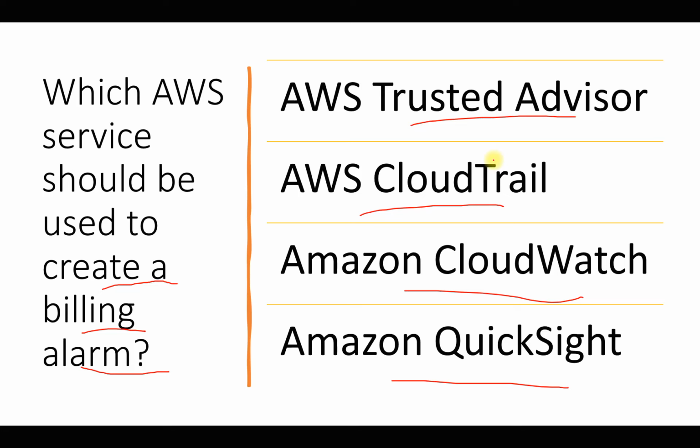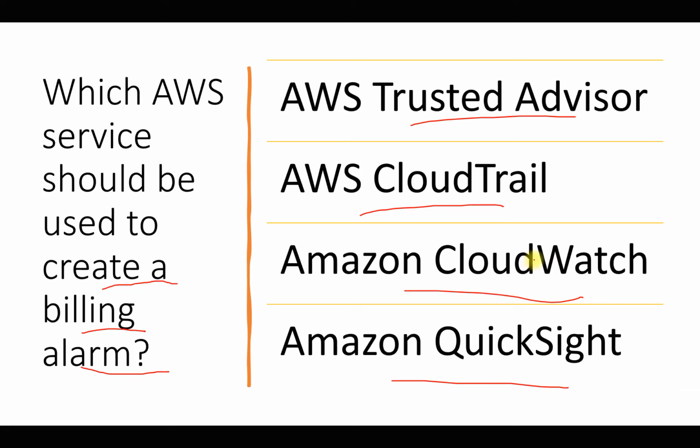AWS CloudTrail actually logs the API activity. Whatever actions are taken by an API, it records, or we can say it logs those activities, and we can't use it for any performance or billing metrics. Next service we have is Amazon CloudWatch.